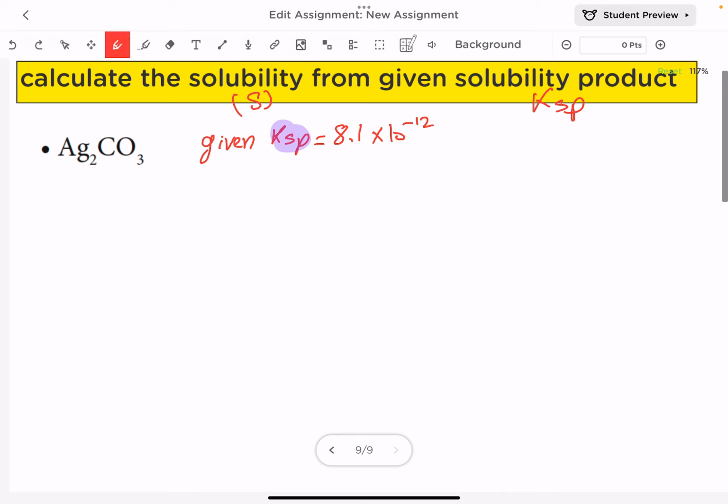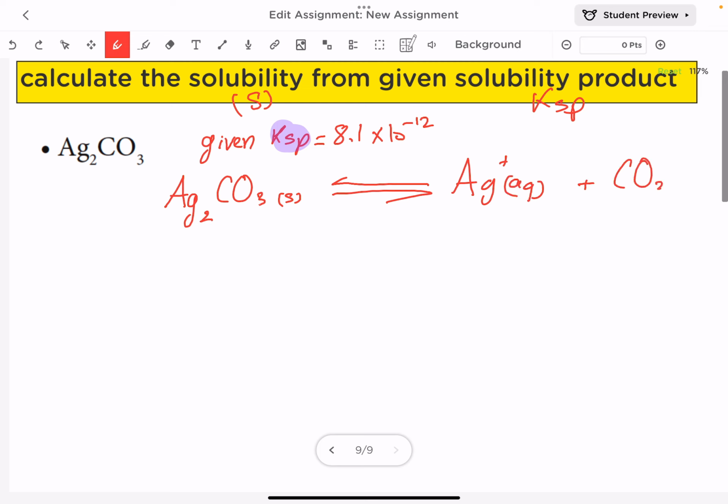So step 1 is to write the equilibrium, the solubility, the ionization equation of silver carbonate. So Ag2CO3 solid, which is insoluble, but when it ionizes, it will barely give me silver ions and carbonate ions. So we need to balance this equation. I have 2 silver ions. So step 1 is to write the equation.